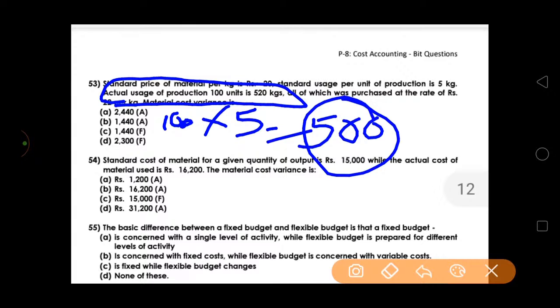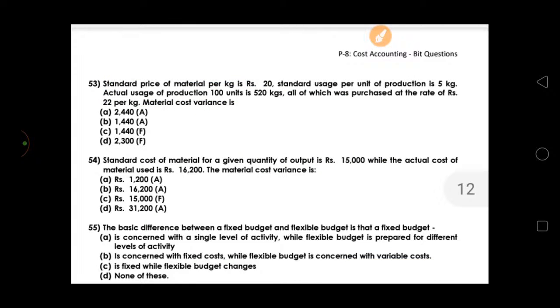Next we need to calculate the actual purchases, which are 520 kgs. The standard rate is 5 rupees per kg, but purchases were at 22 per kg. So what is the material cost variance? It is the difference between actual production and actual purchases.